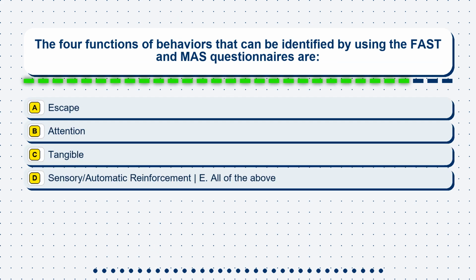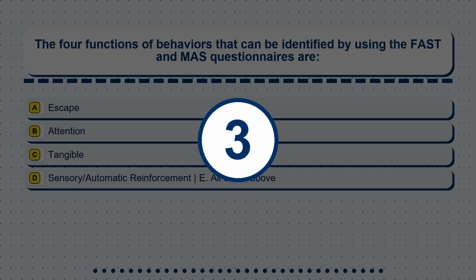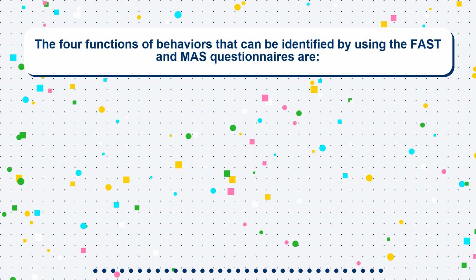Question 31. The 4 functions of behaviors that can be identified by using the FAST and MOS questionnaires are: Option A, escape. Option B, attention. Option C, tangible. Option D, sensory/automatic reinforcement. E. All of the above. The correct answer is Option E.